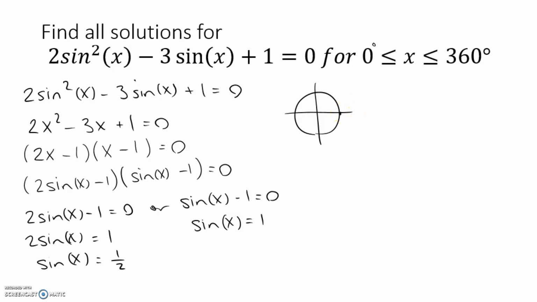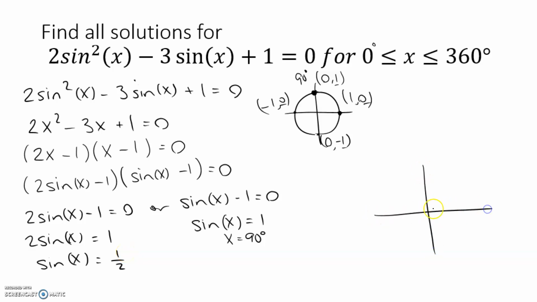So this would be 1, 0, 0, 1, negative 1, 0, and 0, negative 1. Since it's sine, I'm looking at the second number. The second number needs to be 1, which it is right here, and that is 90 degrees. So my x for this would be 90 degrees. And then for this 1/2, I'm asking, where is sine positive? Quadrant 1 and 2.